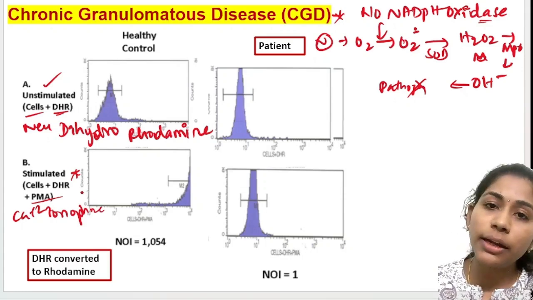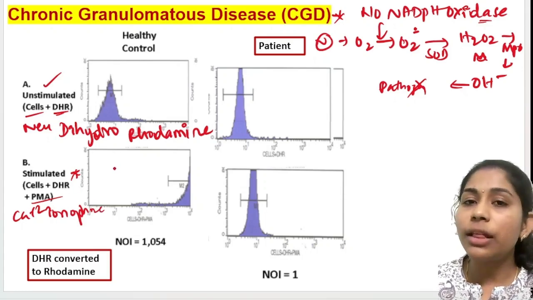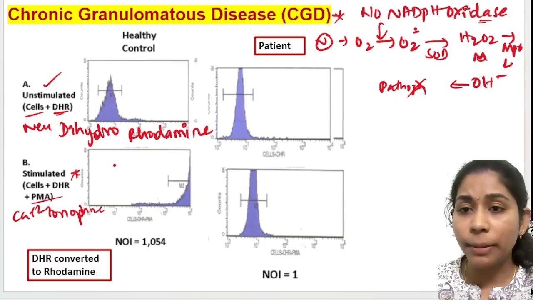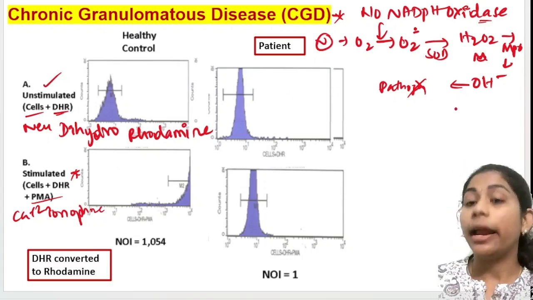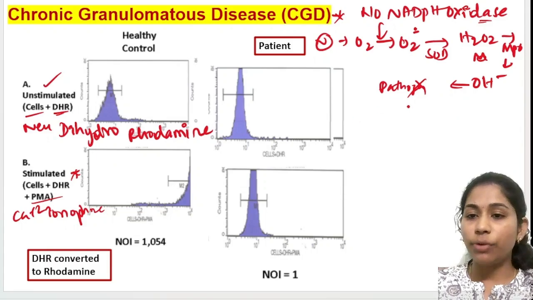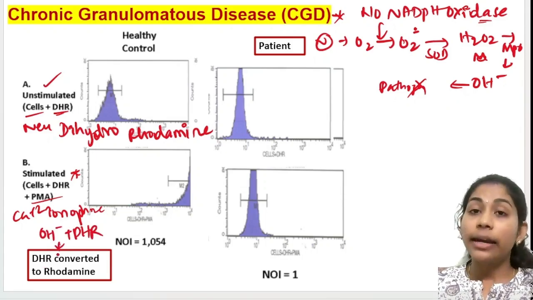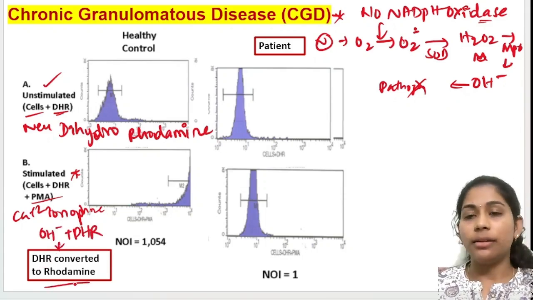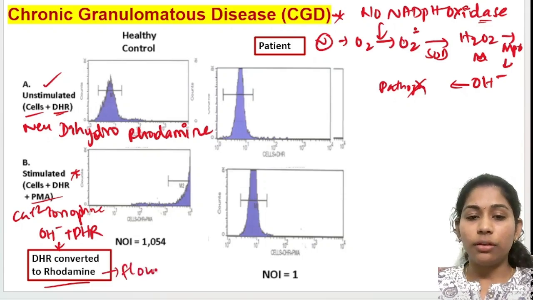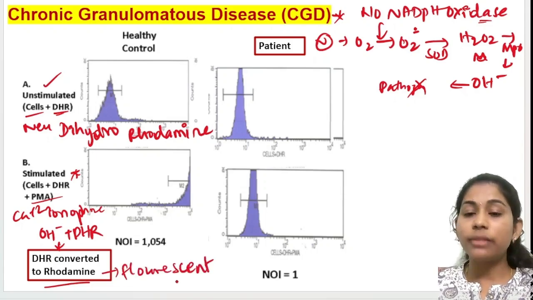Then the stimulation happens, the neutrophils produce NADPH oxidase, and finally free radicals are produced. These free radicals react with the dihydrorhodamine and convert it to rhodamine. This rhodamine is fluorescent. Now you understand the concept.